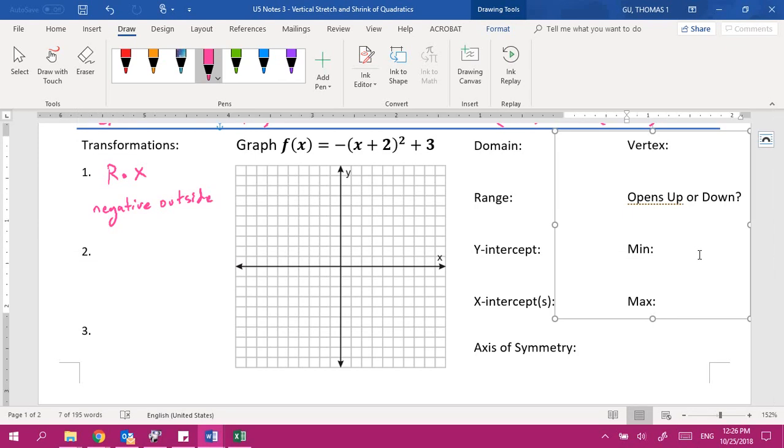What is the next transformation you see? Left 2. And what told you that? The positive, which is opposite. Positive 2, inside or outside? Inside, right. Positive 2 on the inside told you to go left 2. And then what's the last transformation you see in this equation? 3. Which means, where am I moving? Up 3, that's right. And it's that plus 3 on the outside.